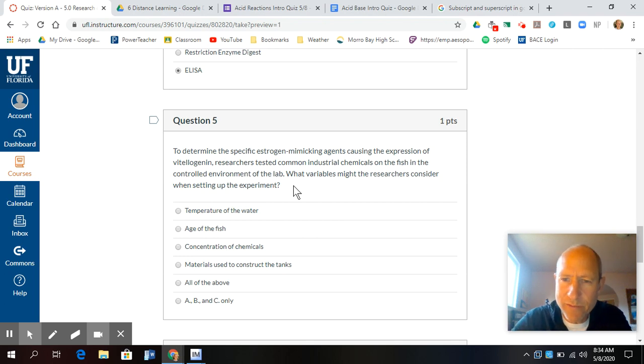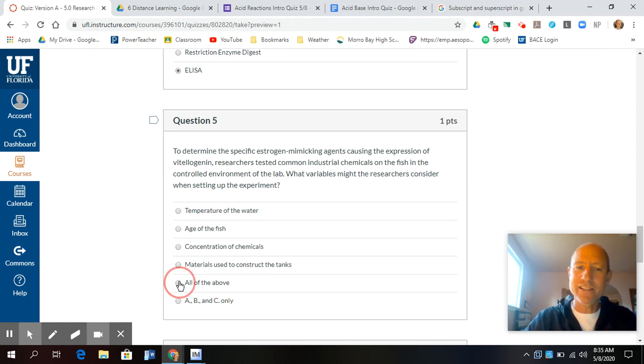What variables might the researchers consider when setting up the experiment? The temperature of the water? Yeah, you don't want to just use a relative temperature. Age of the fish, it might matter. You might want to use different ages of fish. Concentrations of chemicals, that might matter also. You might want to use a little bit of chemical and a lot of chemical and everything in between. Materials used to construct the tanks, are they plastic? Are they glass? Are they metal? That might matter. So surely it's all the above.